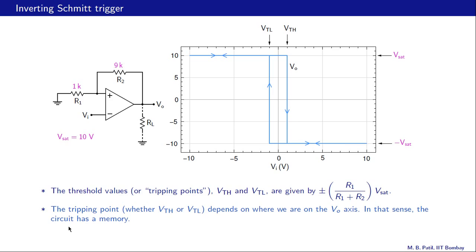So in that sense, the circuit has a memory, because its behavior depends on the past. What is the past? That is whether Vo was high earlier or whether Vo was low. And this quantity delta Vt, which is the difference between VTH and VTL, is called the hysteresis width, this width here.